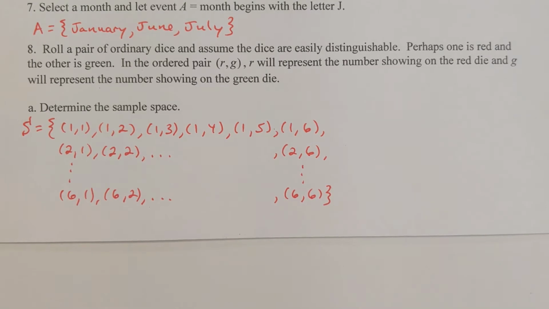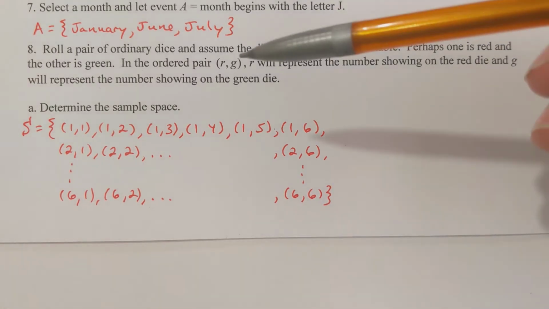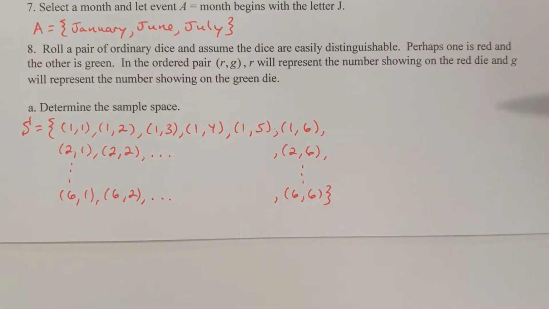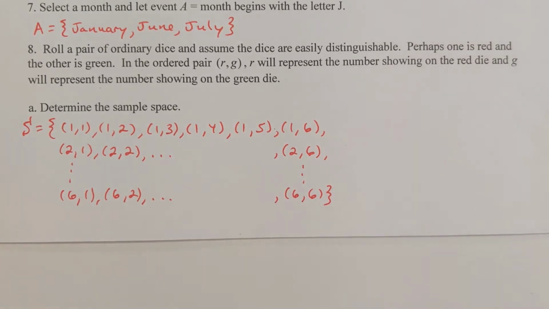Problem 8, roll a pair of ordinary dice and assume that the dice are easily distinguishable. Maybe let one of them be red and the other one be green. In the ordered pair (r, g), little r will represent the number showing on the red die, and little g will represent the number showing on the green die. That way I can keep the order straight. Part A, determine the sample space.